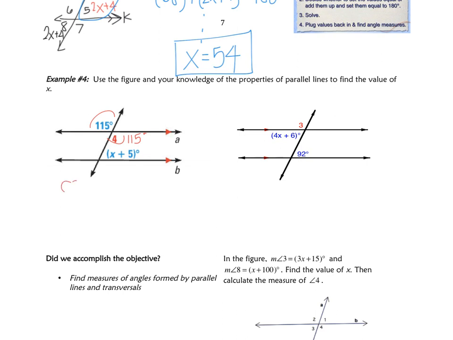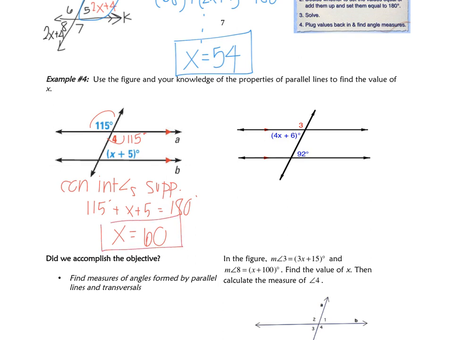Now I have consecutive interior angles, which are supplementary. So now I can solve this. 115 degrees plus x plus 5 will equal 180 degrees. Solve for x will give you 60. Please pause the video and do the same thing for the next example.